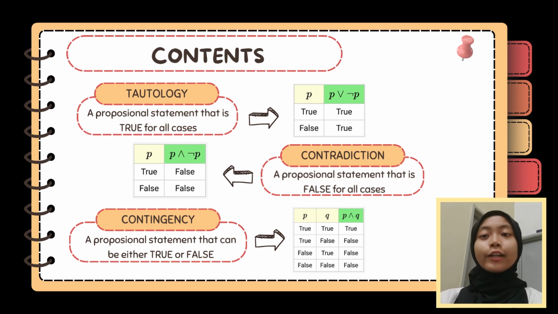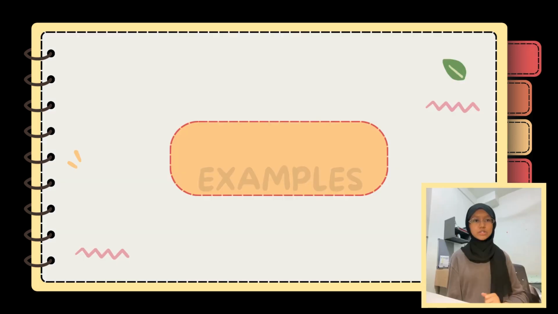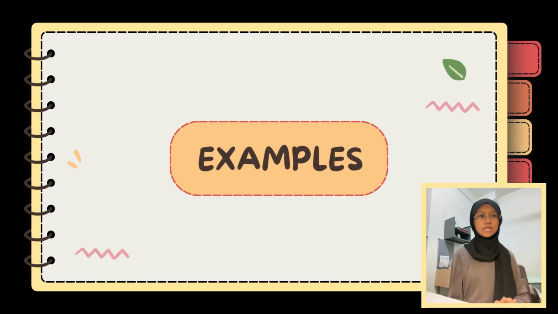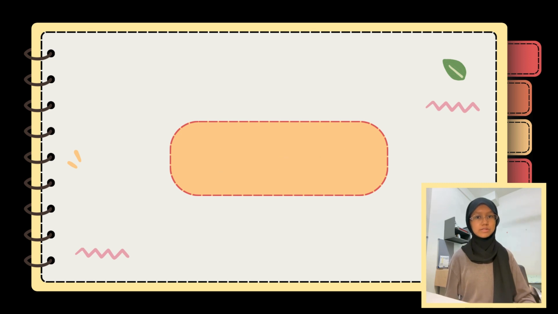And lastly, contingency. It is a propositional statement that can be either true or false. From the truth table, we can see that the condition cannot be a tautology, neither a contradiction, because it has both true and false. So moving on to examples, here we have three examples where we created our own questions by referring to the past year questions.